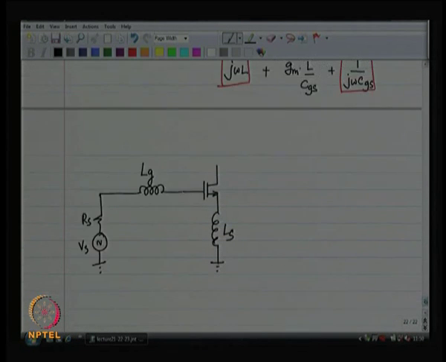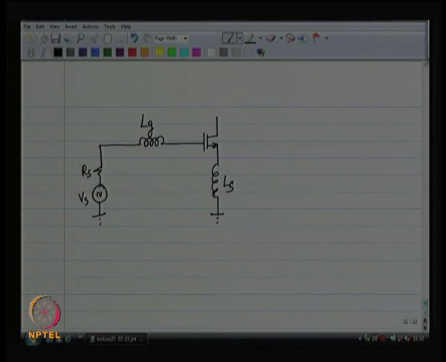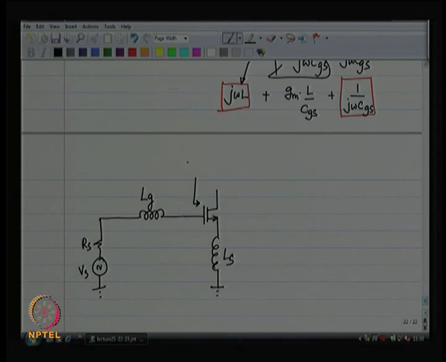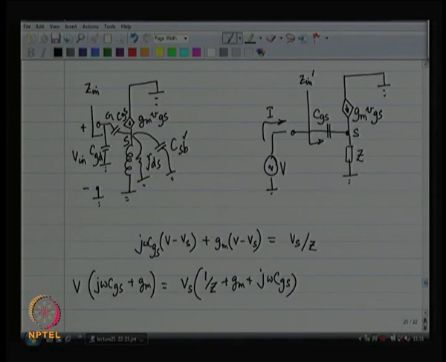It is going to look like this, and let us just look at what there is to it. So, looking in from this point, I have got j omega Ls plus gm times Ls by CGS, this is my resistance, plus 1 by j omega CGS. That is what I have got looking into the gate. Now, question over here. We said that Z is the parallel combination of RDS, CSB and the inductor. And now I have just replaced Z with just the inductor. What is going on? It is wrong, right? You are right, it is wrong.